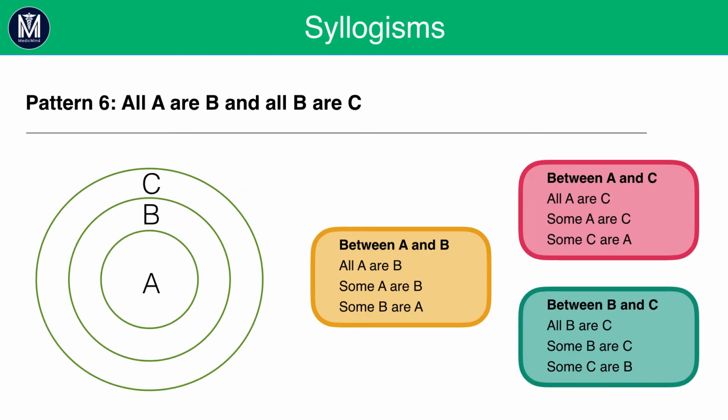Pattern 6. All A are B and all B are C. Previously we looked at all A are B. Now all you have to do is add another layer to this circle here, to the 2 circles shown. Now what can be deduced here? Let's look at it step by step as always.